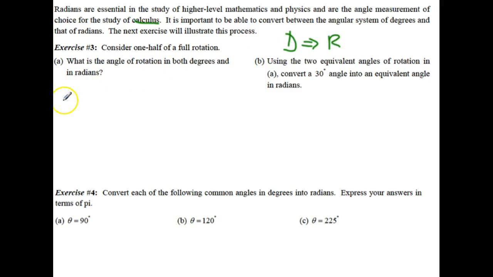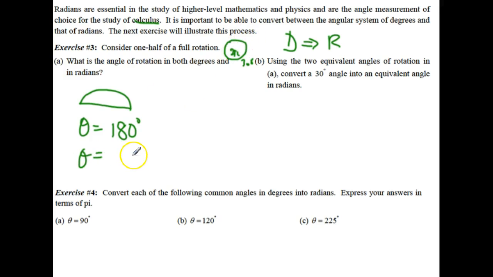Now it says, consider 1/2 of a full rotation. Remember we said a full rotation was 2 pi, or 360 degrees. What is the angle measurement both in degrees and radians? Now we're talking about a half rotation, which looks like this. In terms of degrees, a half rotation is 180 degrees. And in radians, what do you think? What's half of 2 pi? Half of 2 pi is pi radians.